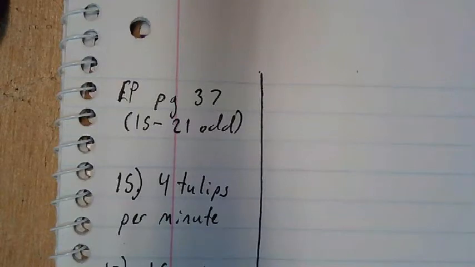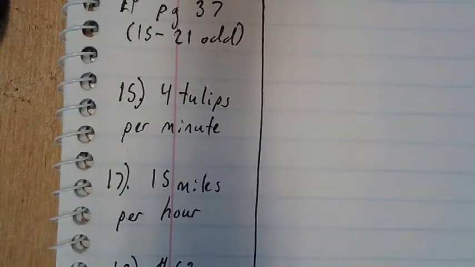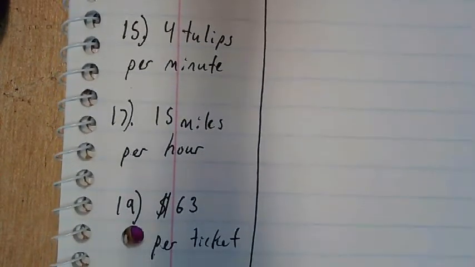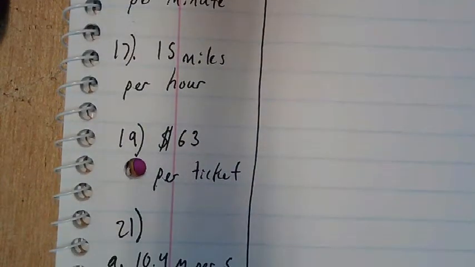Okay guys, so what you see in front of you is the extra practice, page 37. I asked you to do 15 through 21 odd. So let's just get to it. All right, number 15, the answer is 4 tulips per minute. Number 17, the answer is 15 miles per hour. Number 19, the answer is $63 per ticket.